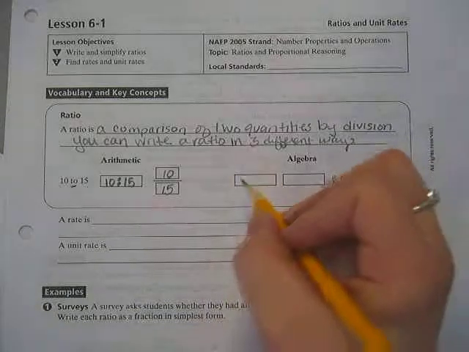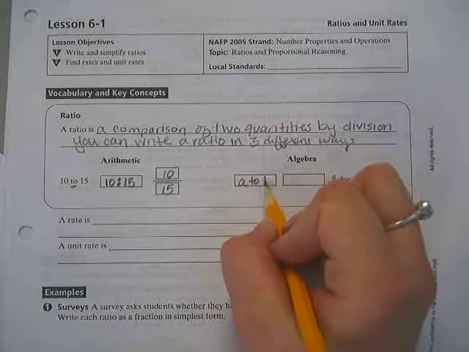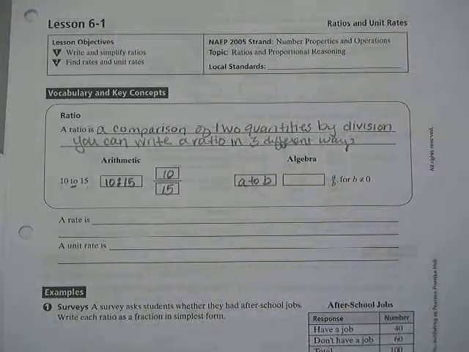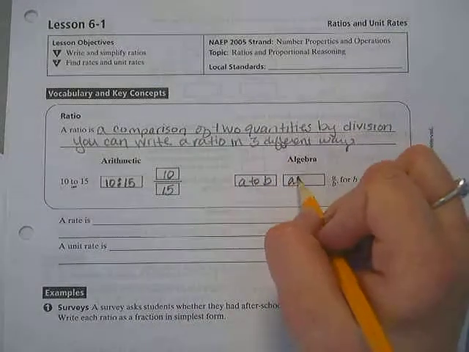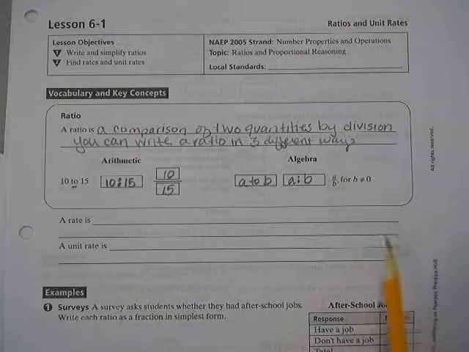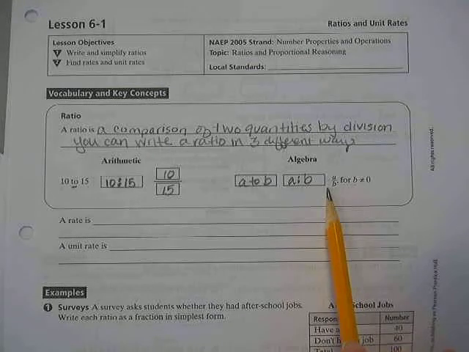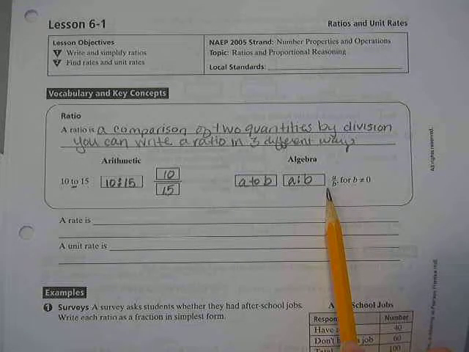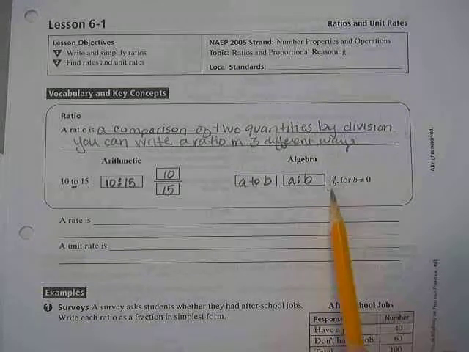Using variables now, we can write it A is to B, A colon B, or A over B. And in this case, obviously, B cannot be 0 because we can never have a denominator of 0. Questions on that so far? The three ways to write it?